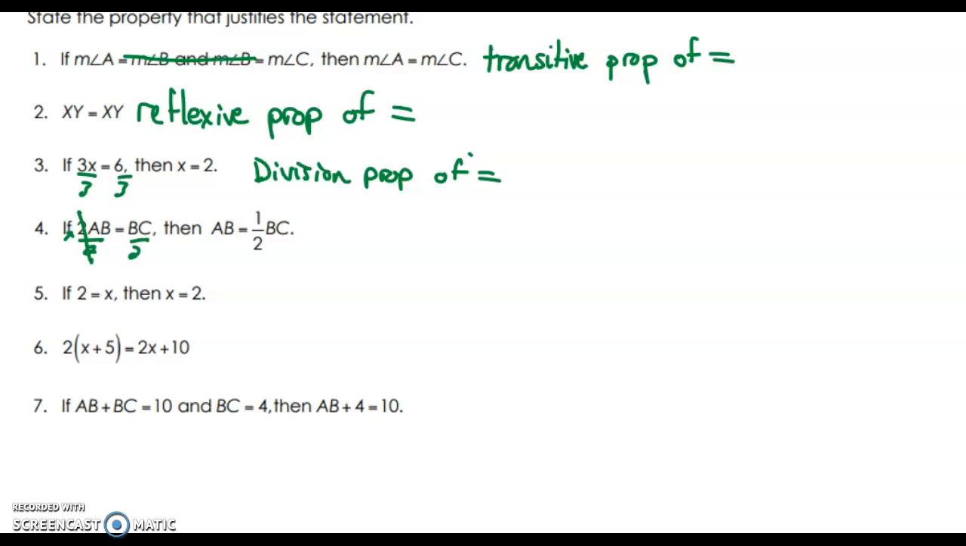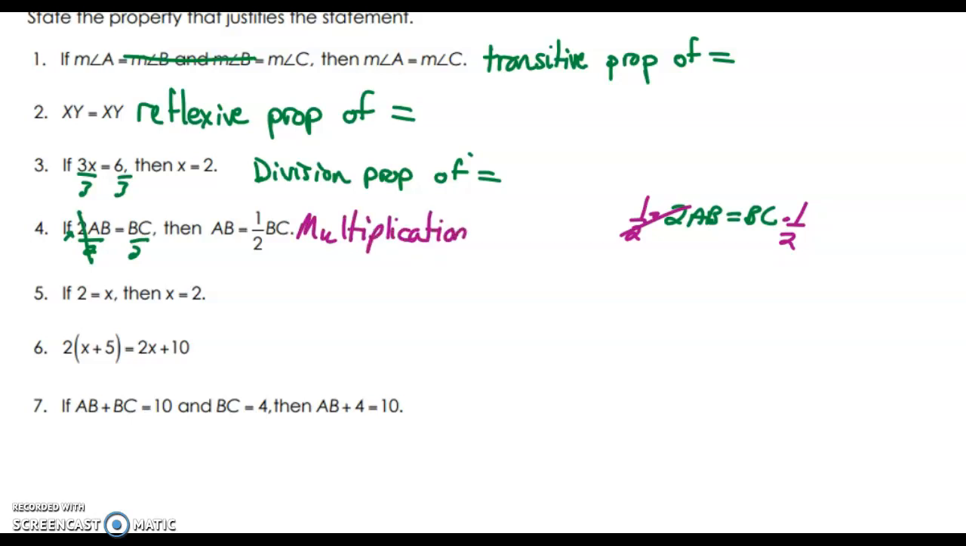So now I'd be okay with division property of equality, but another way to look at it, and probably the more correct way, and I'd probably count you right either way, is that instead of dividing by 2, you could also technically multiply by a half. And so really, this is probably showing multiplication property of equality.